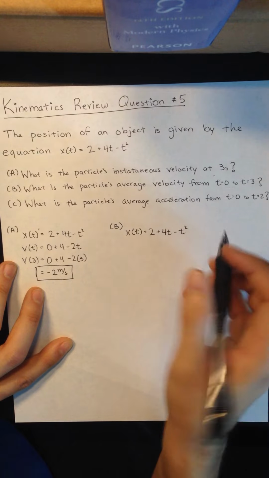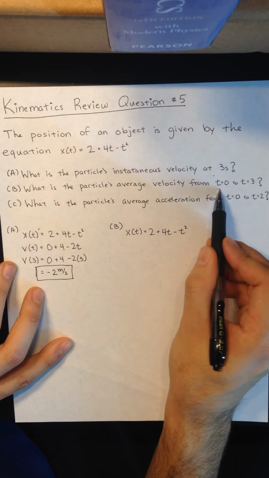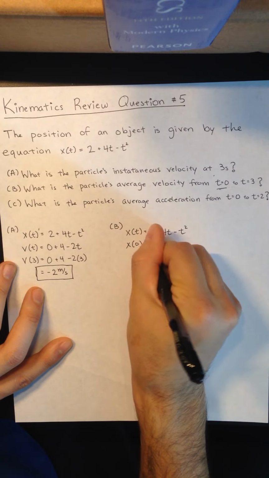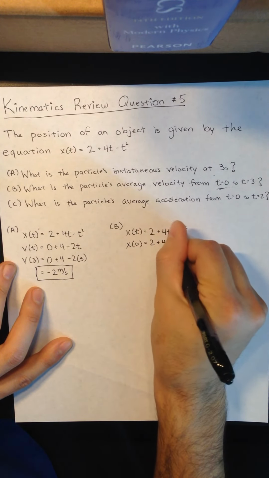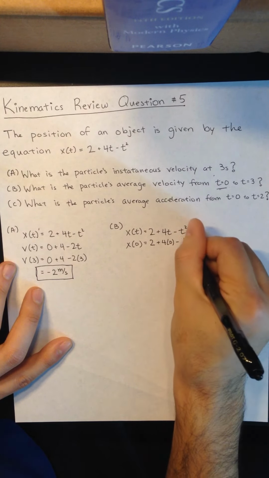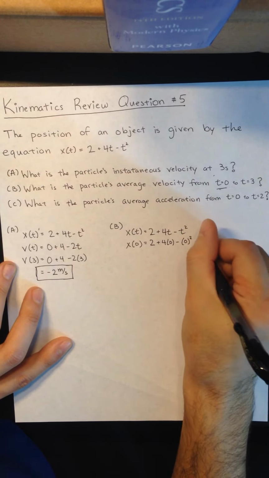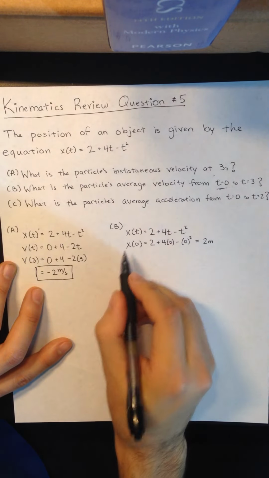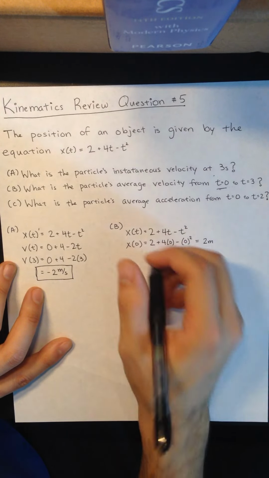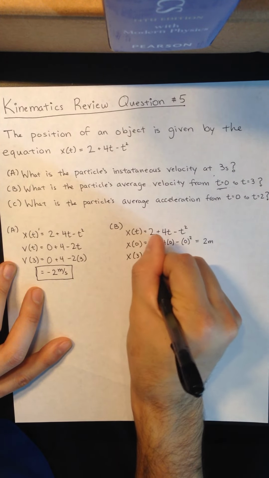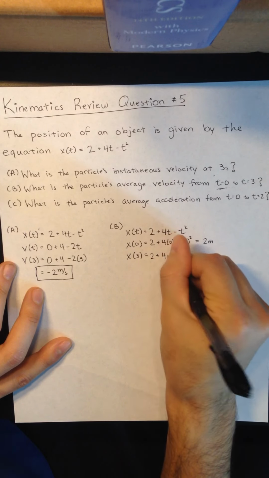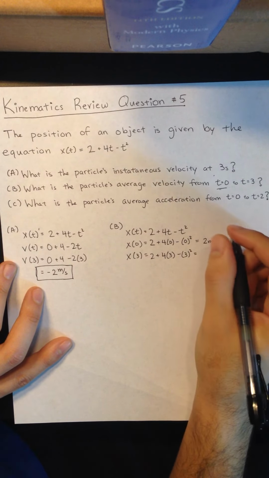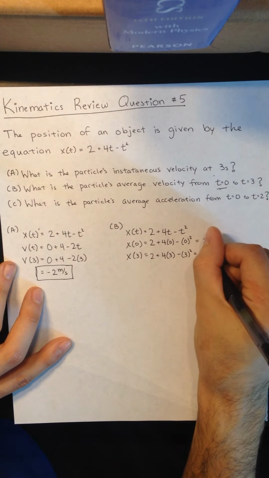Let's see how far it is at t equals 0 seconds first. So x0 is equal to 2 plus 4 times 0 minus 0 squared. This is 0, so you get 2 meters. Let's see how far it goes at t equals 3 seconds. So x3 equals 2 plus 4 times 3 minus 3 squared. And what you get over here is 5 meters.